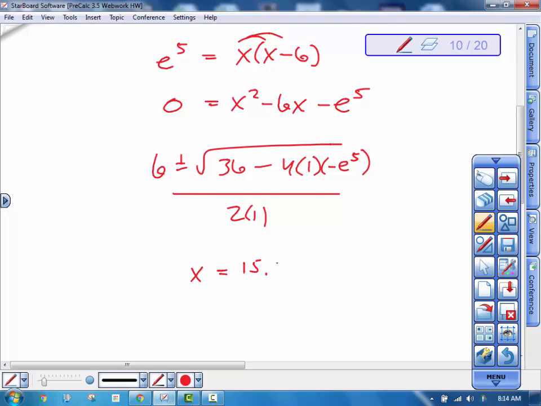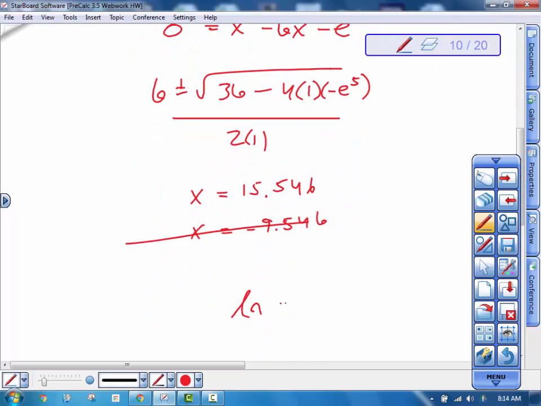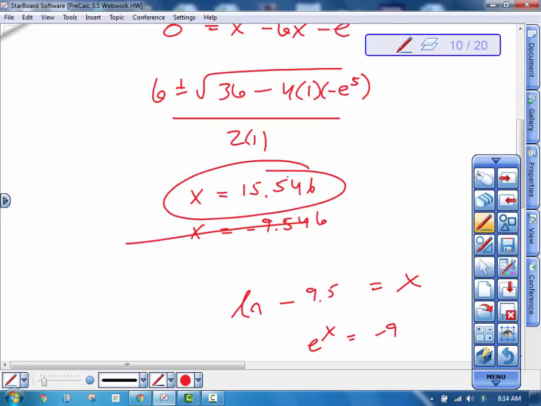I got two solutions, 15.546 and negative 9.546. Now I can't use the negative because we can't take the natural log of a negative number. You can try it in your calculator, but the reason is, think about it, what does that equal? Well, it's e to the x equals some negative number, which we can't have, because if you raise e to any number, you don't get a negative number. So that's out. It must be this one.